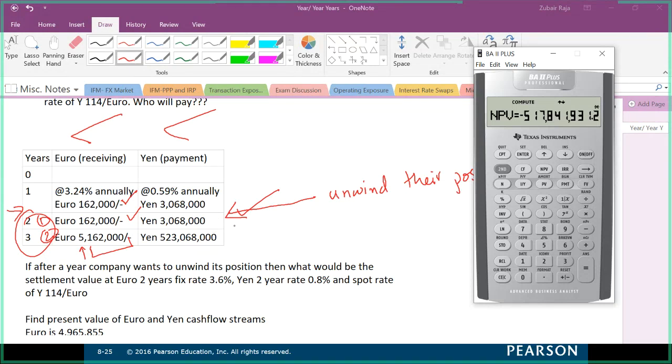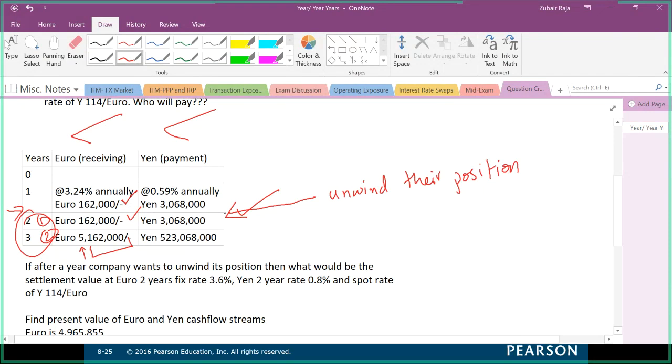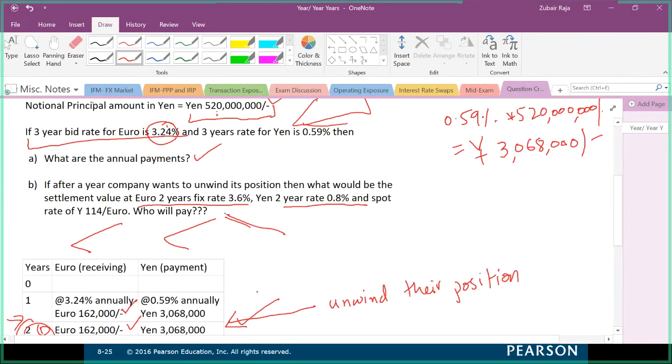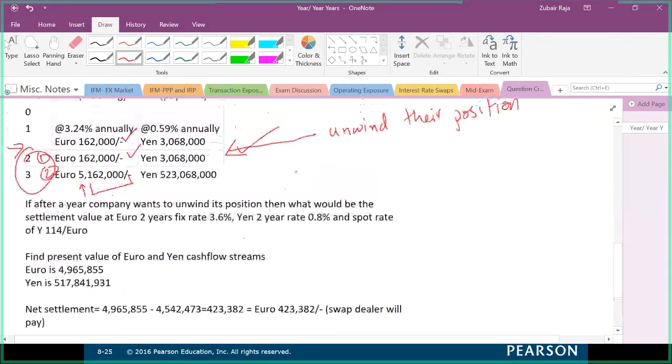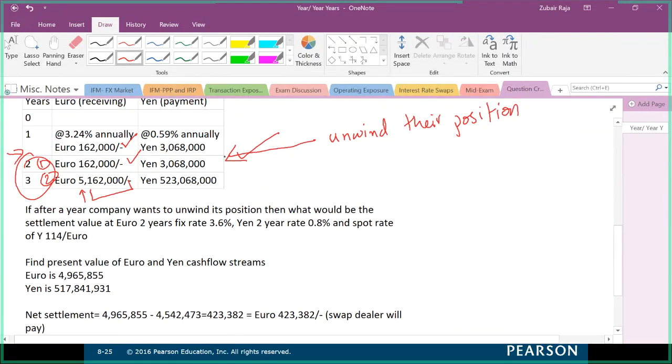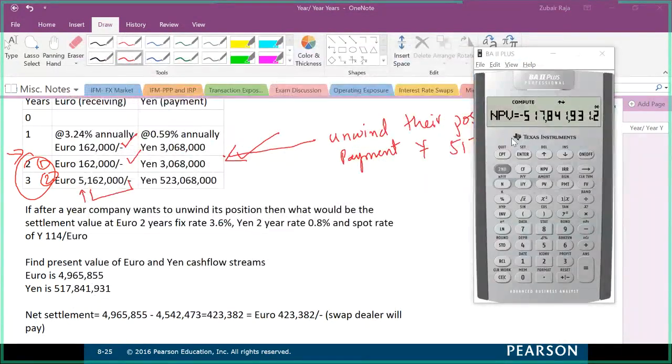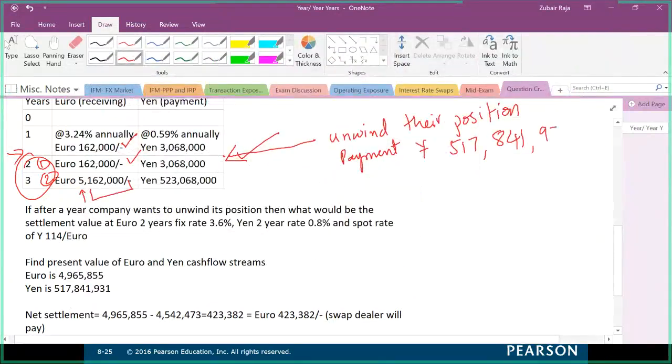Do you have any question, anyone? So it means over here, the party has to make, in order to unwind the position at this point, the payment of yen 517,841,931, right? That's it. And how much will they receive?